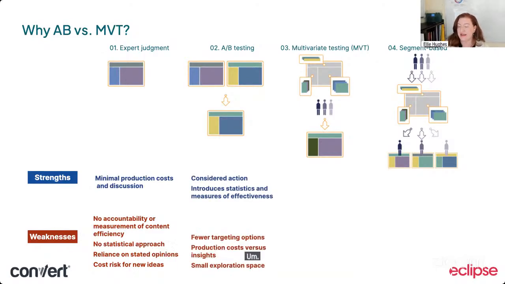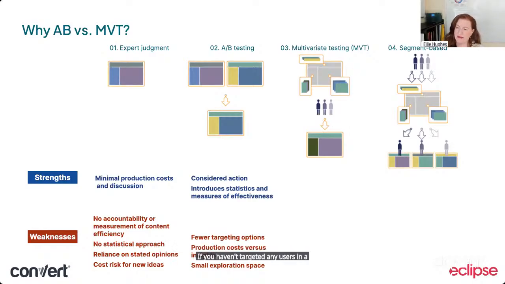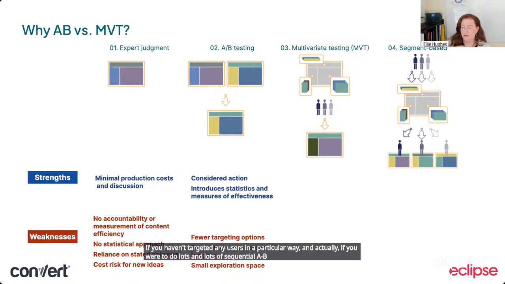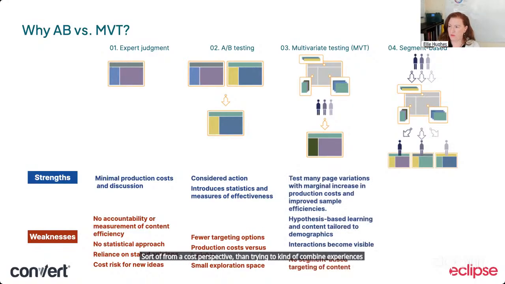A/B testing at least is a small improvement. You're considering what you're doing. You're introducing the basics of statistics. You're measuring the effectiveness of what you're doing. But you haven't targeted any users in a particular way. And actually, if you were to do lots and lots of sequential A/B tests, it wouldn't be as good from a cost perspective as trying to combine experiences together, which is the benefit of multivariate testing. You can test 2 or 3 hypotheses at the same time with the same amount of traffic, so you're more efficient with the traffic that you're using.